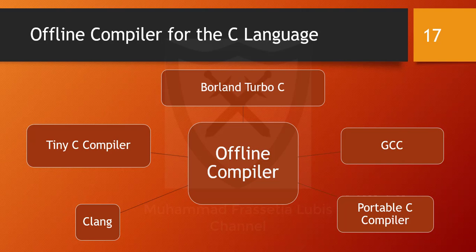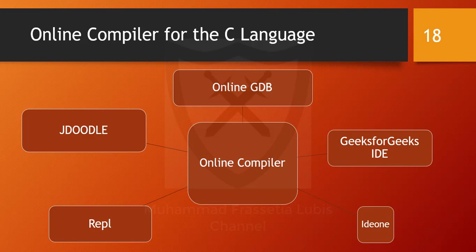You know that the compilers for the programming language are divided into offline compilers and online compilers. Then, offline compilers for the C language include Borland Turbo C, GCC, Portable C compiler, Clang, and Tiny C compiler. First, Borland Turbo C.